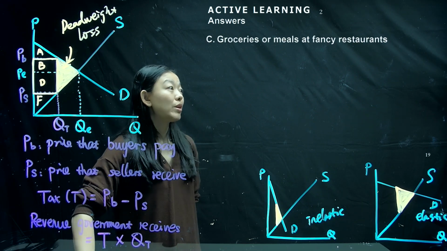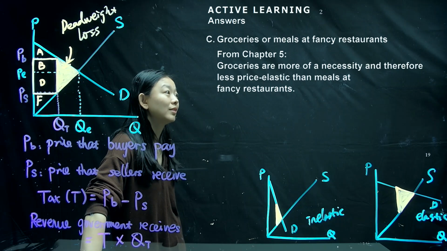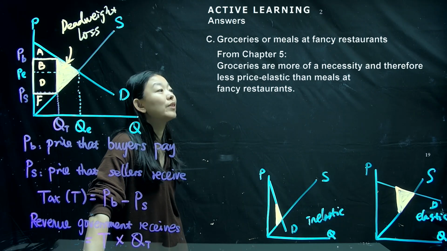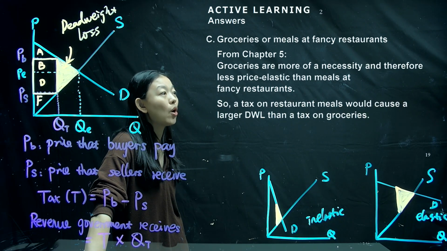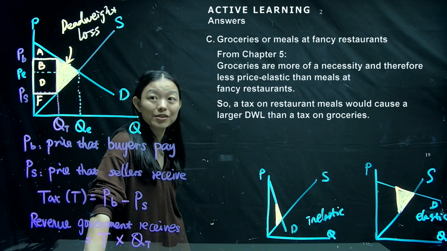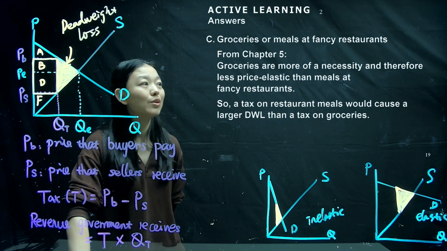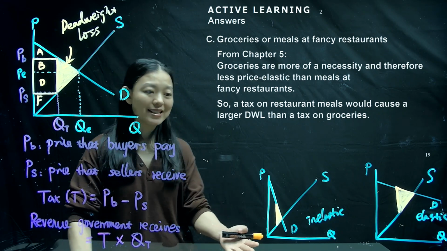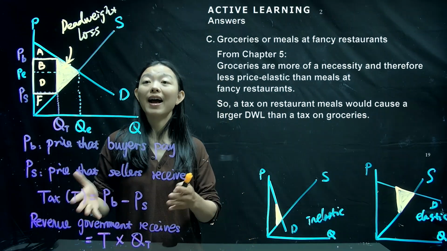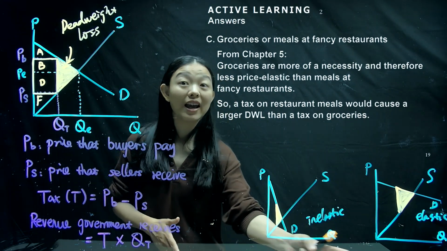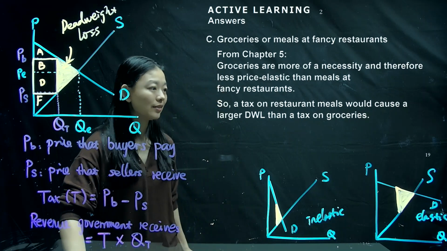For groceries and meals at fancy restaurants, we would like to say groceries are more necessities, right? Therefore, a tax on restaurant meals could cause a larger deadweight loss. Okay, so those are the answers for the three questions. You can see what we have learned in chapter 5 on elasticity actually has applications, right, in the text.